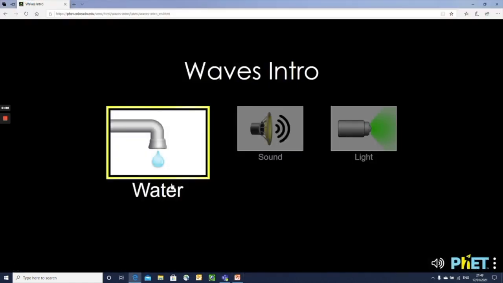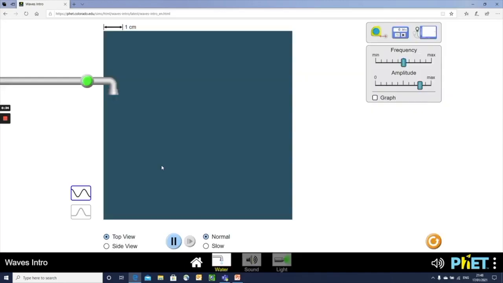When you open the simulation, you can choose water, sound or light. I'm going to use water, but the others are great to explore as well. You'll notice it's set up as a tap which drips into a reservoir of water. This is a great way to bring some science capital into your teaching. It's more likely your students are familiar with a dripping tap than they are with a ripple tank or a wave generator. So this is something they can relate to from their everyday experience.